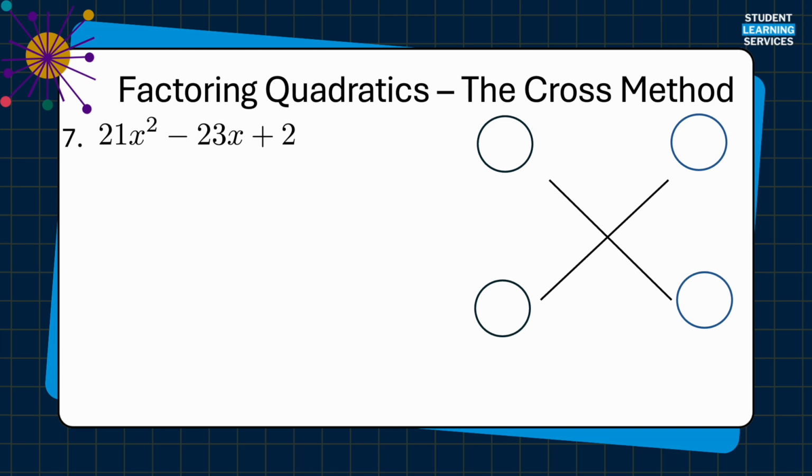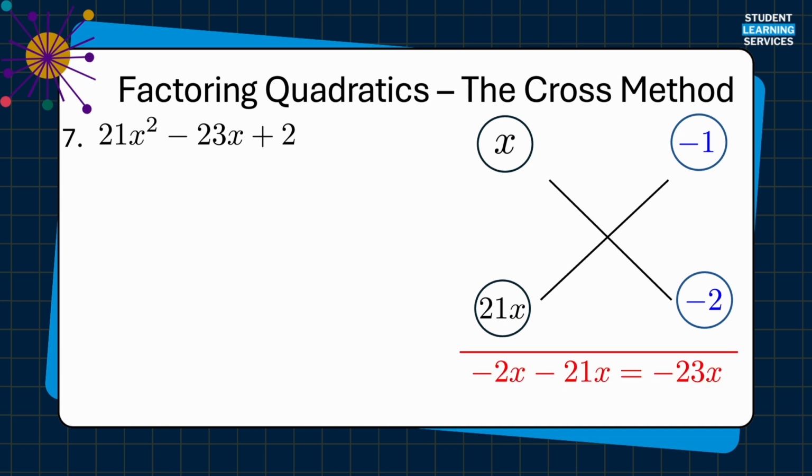Question 7. 21x squared minus 23x plus 2. Pause the video and give it a try first. Here we have a slightly different strategy. Because the easy number is 2, we know only 2 times 1 is 2. And because the middle term is negative, we know that we must have negative 1 and negative 2 in the blue circles. After some attempts, you should be able to get x and 21x, which cross multiplies to negative 2x minus 21x equals negative 23x. And the answer is x minus 1 times 21x minus 2.